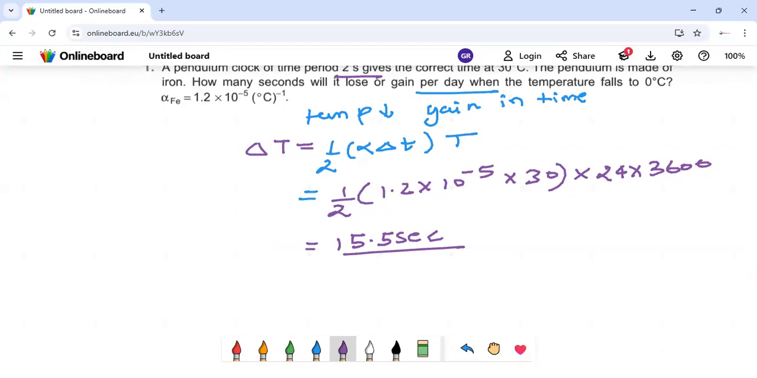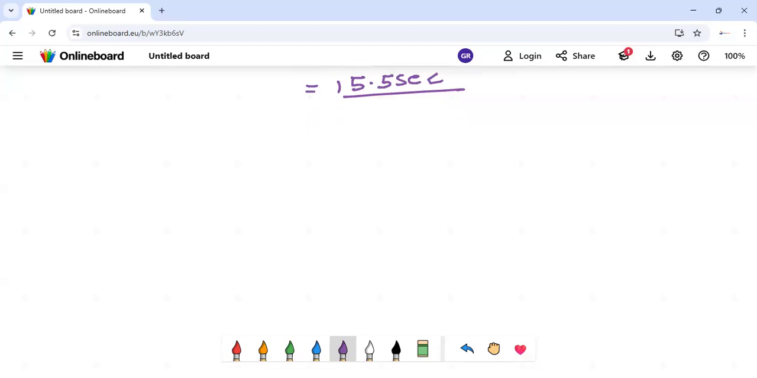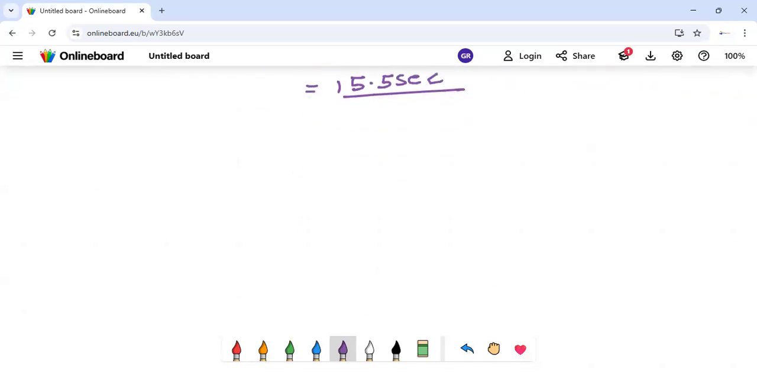Clear, beta? Sorry, so I want the change in temperature to be minus 30. Minus 30 I have not taken because I've already used drop in temperature equals gain in time. That's why. It's very weird to write time in negative. All right.